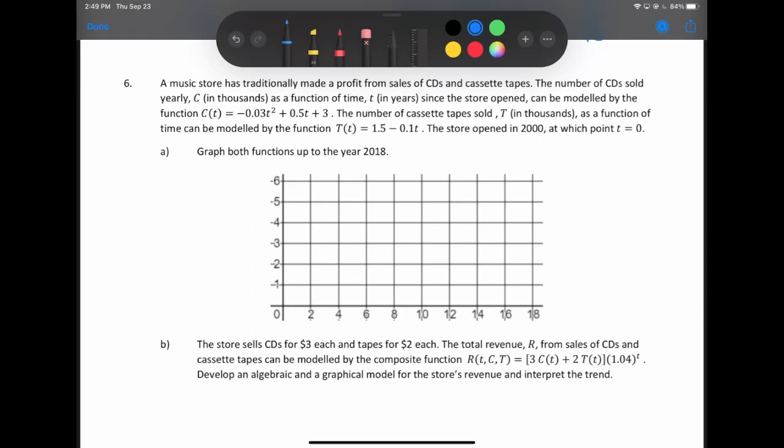The number of CDs sold yearly in thousands as a function of time t in years since the store opened can be modeled by the function c at t equals negative 0.03 t squared plus 0.5 t plus 3.